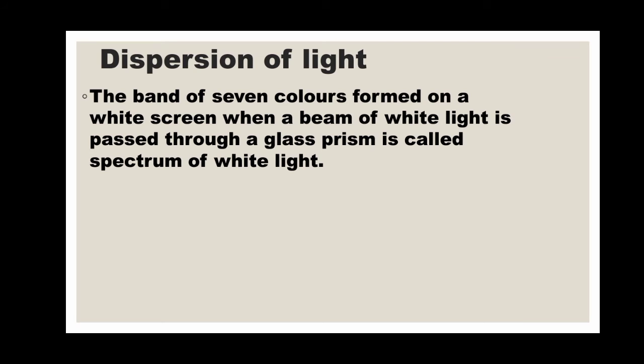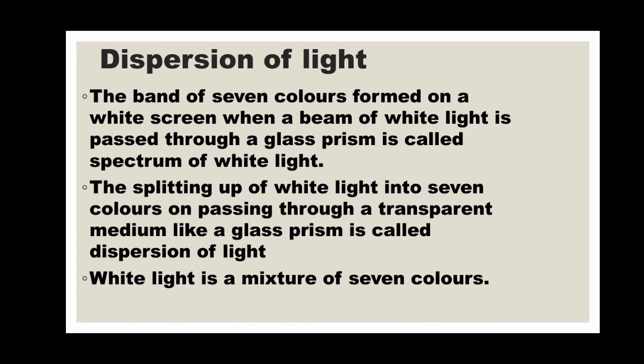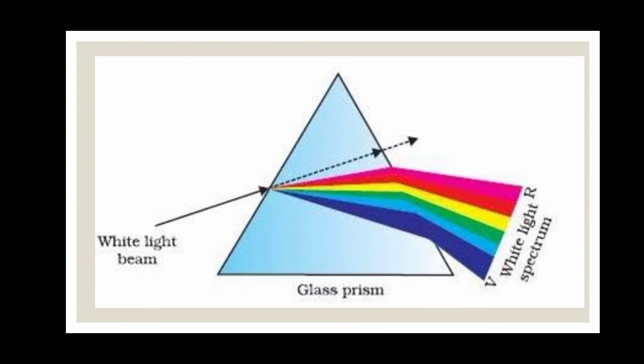The band of 7 colors formed on a white screen when a beam of light is passed through a glass prism is called spectrum of white light. The splitting up of white light into seven colors on passing through a transparent medium like a glass prism is called dispersion of light. White light is a mixture of seven colors. The colors are violet, indigo, blue, green, yellow, orange, red.